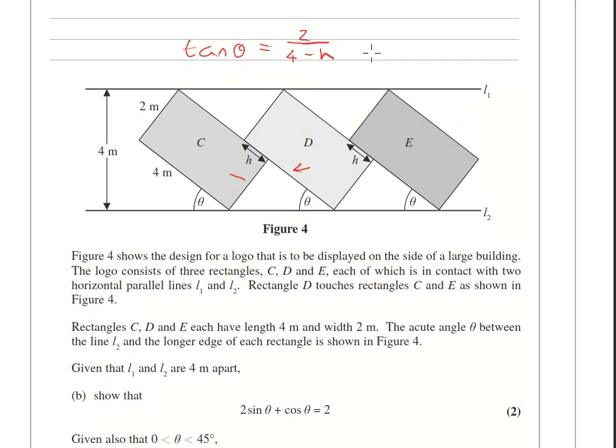And now, because I know theta, I can use it to find h. So tan of 36.9 equals 2 over 4 minus h. So 4 minus h is 2 over tan 36.9. And then you can use that to establish that h is going to be 1.3 to 2 significant figures. And that completes the question. Hope that makes sense.